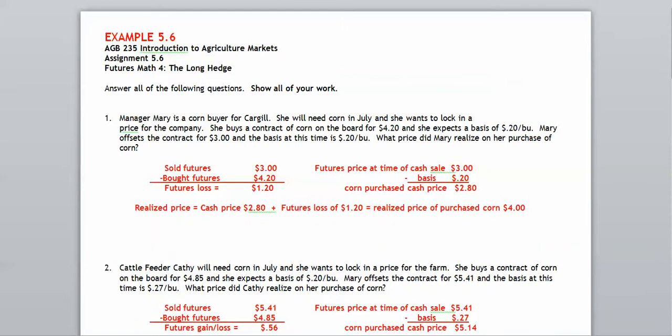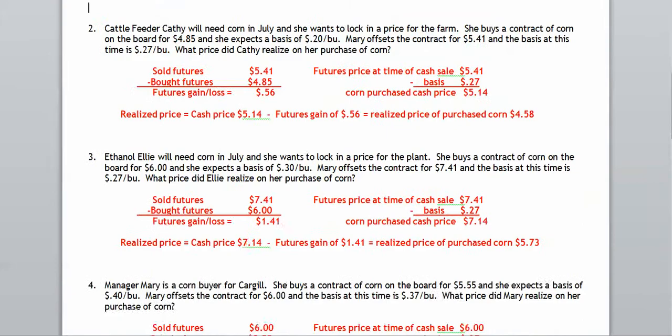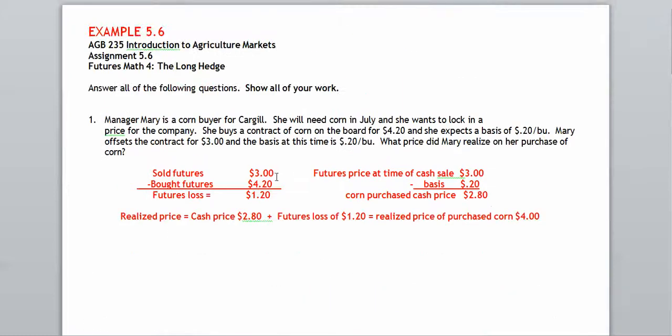Okay, well, Mary originally had bought futures at $4.20. She was afraid of corn going up. Well, in reality what happened to her is corn actually went down. She bought for 4.20, she then later sells for $3. Always remember, when we're figuring out a hedge, all we need to know is what did she buy and sell for on the board, or in the futures market, in other words, and what did she pay for cash corn, or what did we sell cash corn for? In this example, we're going to be buying cash corn.